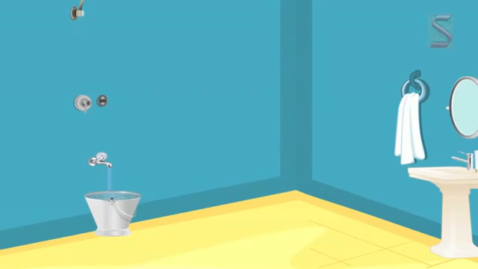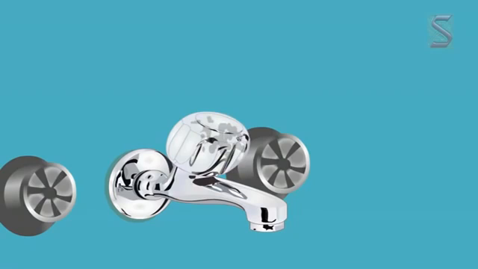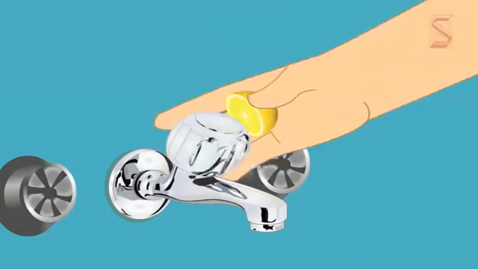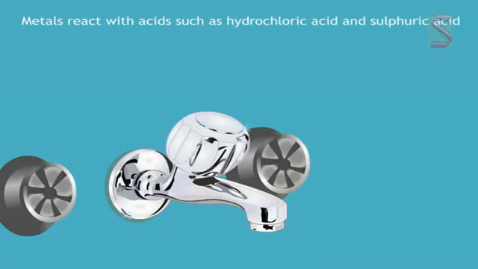How did that happen? Lime juice contains citric acid. Acids react with salts of metals. The citric acid of the lime juice reacted with a calcium salt on the tap, and now the tap is clean. Metals react with acids such as hydrochloric acid and sulfuric acid to give out hydrogen gas.